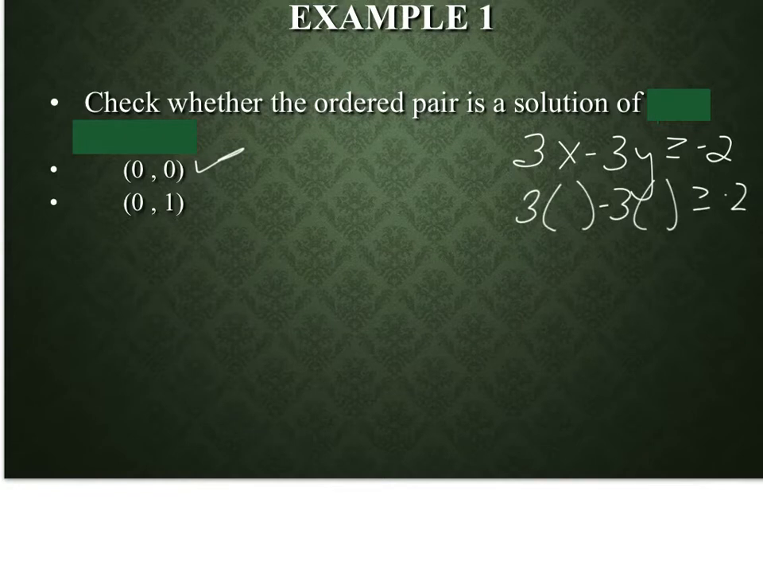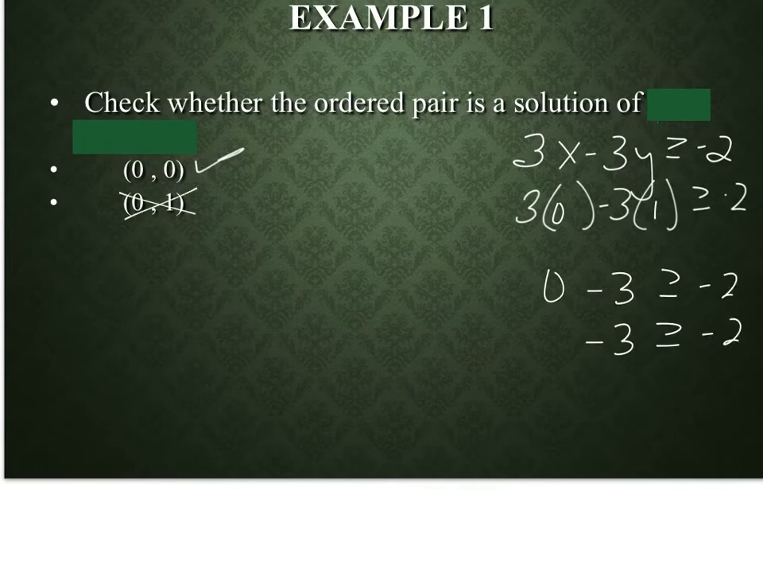Now let's try the second one. So 0 in for x, 1 in for y, is negative 3, 0 minus negative 3, which would be negative 3. Is that greater than or equal to negative 2? That is not a true statement. So only 0, 0 is a true statement in this case.